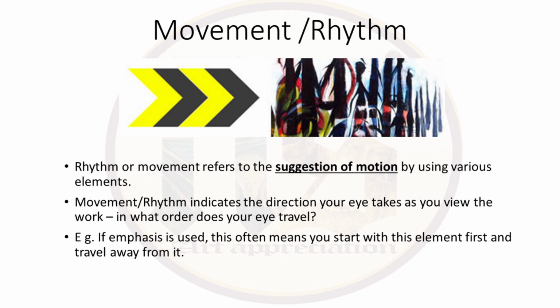That means the order that your eye travels in. For example, if emphasis is used on one spot, this often means that you start from that element and then travel away from it. You can see the examples. The first image is taking you towards the right as the yellow and black colors are moving towards the right. Same goes for the second image, where you see the lines and colors in the beginning, and as we go towards right, the design is shrinking in terms of colors, number of lines, and overall composition.